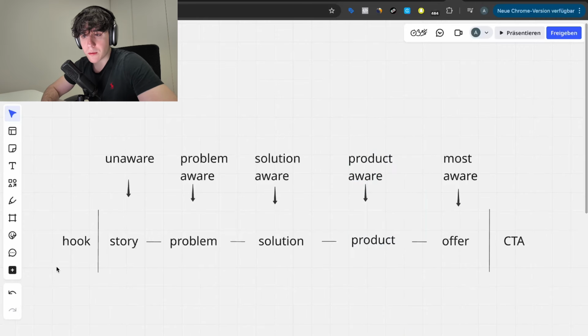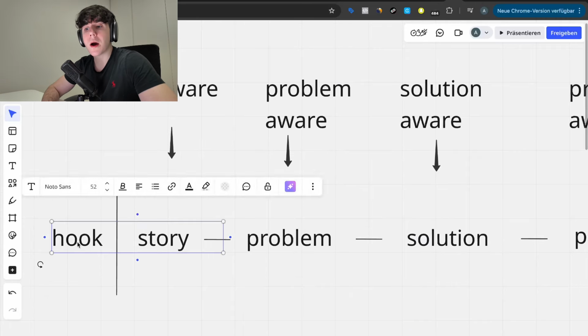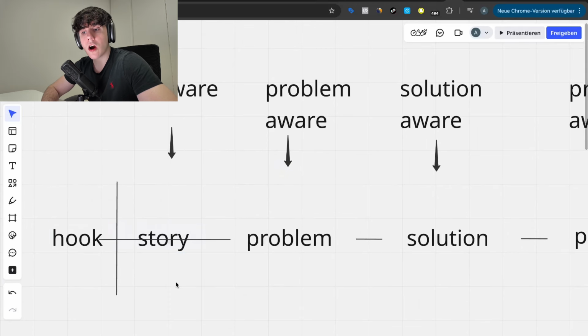Another example would be this. Let's say your hook is problem aware, a very classic problem call-out hook.